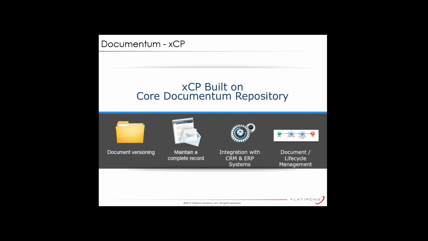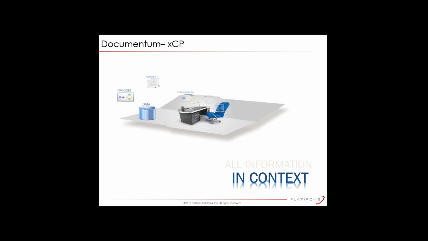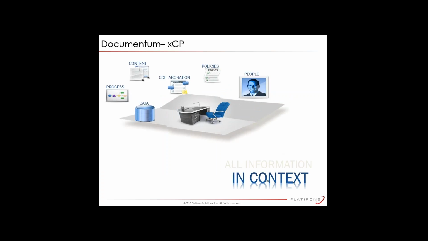And all this is built on top of Documentum, which allows you to do the basic things like version control and records management and to do that tight integration with the ERP systems and CRM systems like we've talked about. So you have all the capabilities of a really world-class repository in addition to the workflow and business process automation capabilities. And the net result of XCP is a case management construct that is almost like a smart folder that allows you to deliver the right data, process, content, and collaboration tools to the right people at the right time, maintaining policies. So it's all information in context.